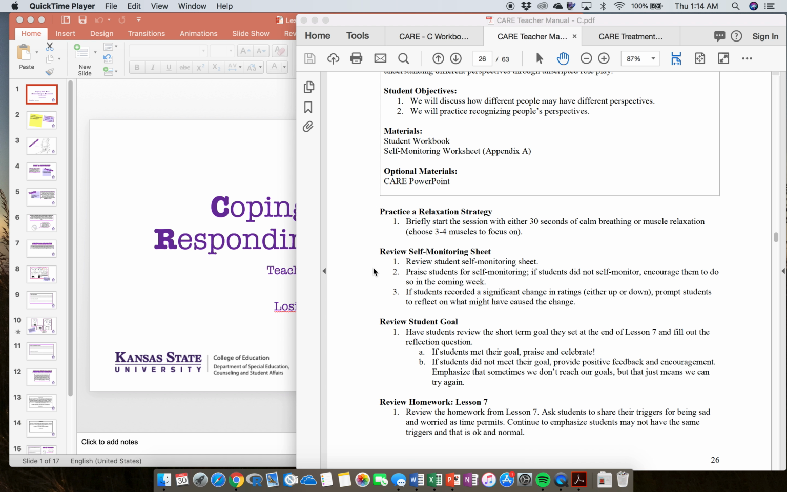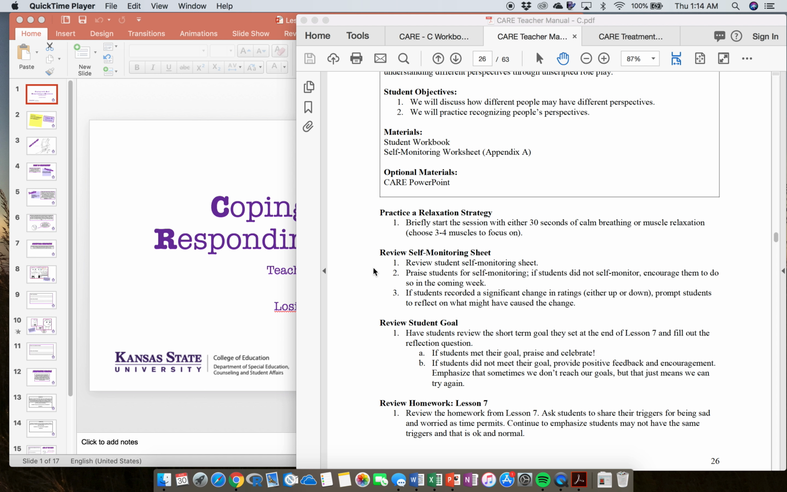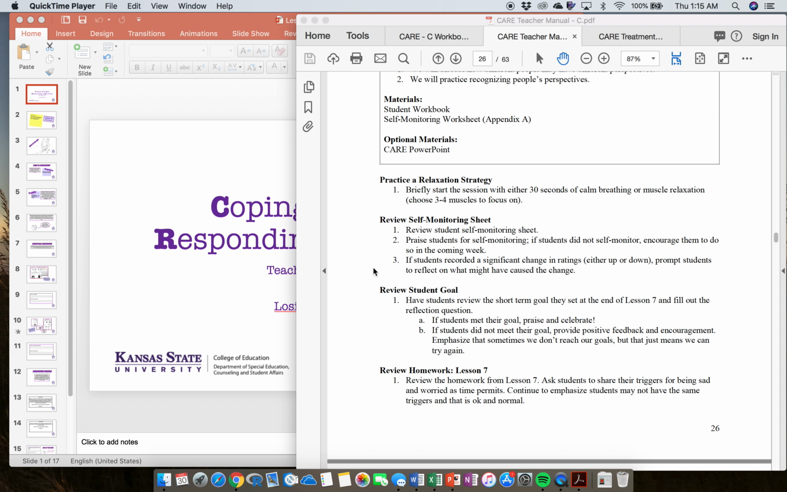We're going to start Lesson 8 in a very similar way to previous lessons. Start by briefly practicing a relaxation strategy, whether it's 30 seconds of calm breathing or muscle relaxation, choosing 3 to 4 muscles to focus on. Next, go ahead and review that self-monitoring sheet with students. Have them look at their sheet, see if any students notice any changes in their ratings, either moving up or down, and have students reflect on what might have caused those changes.